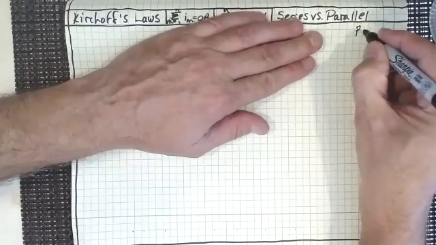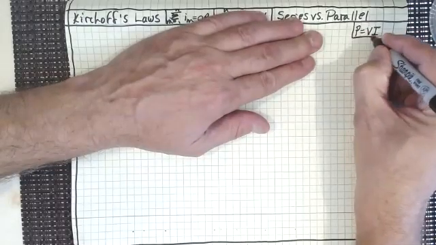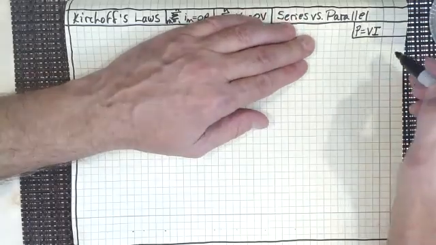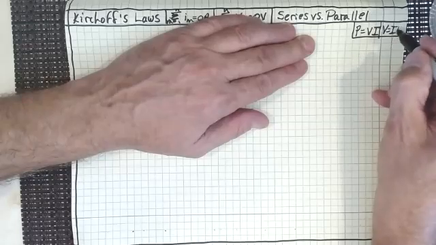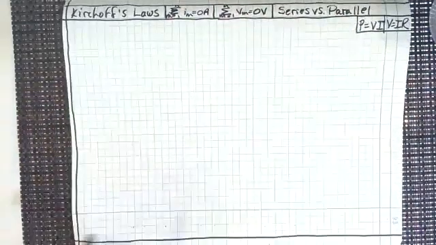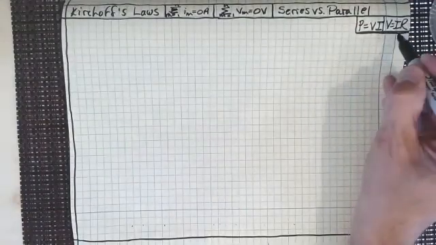up here. P equals VI, right? So P equals VI, and also V equals IR. Right? I snuck that right in there. So those are our two equations. That looks horrible. There we go.